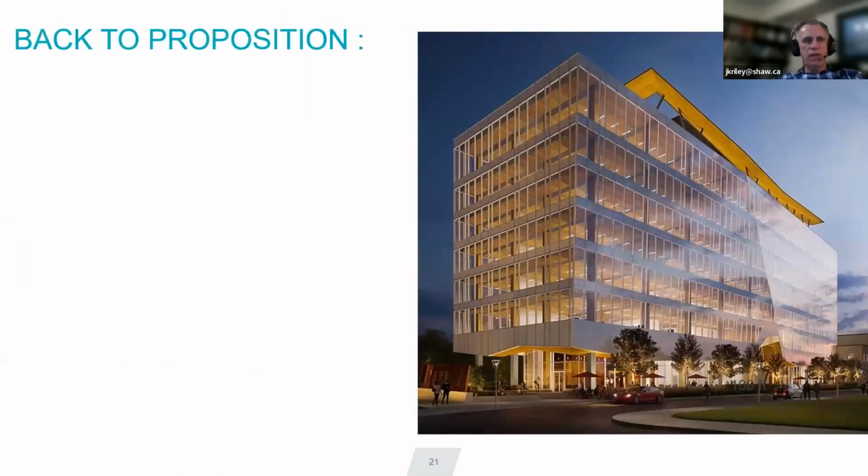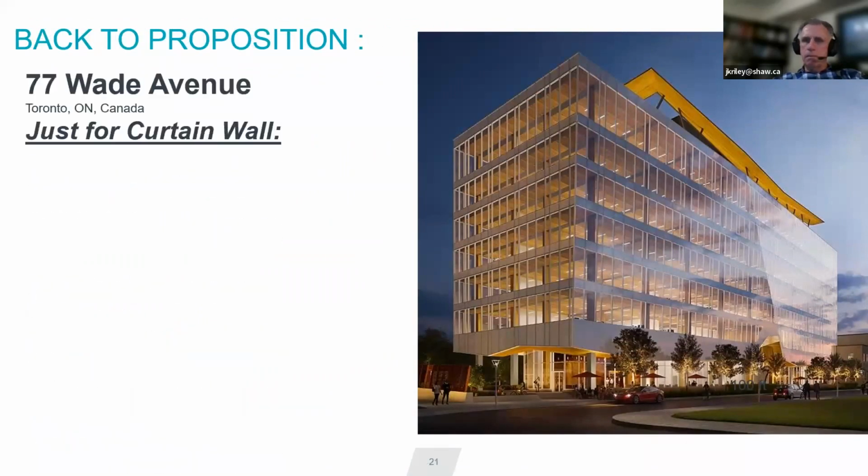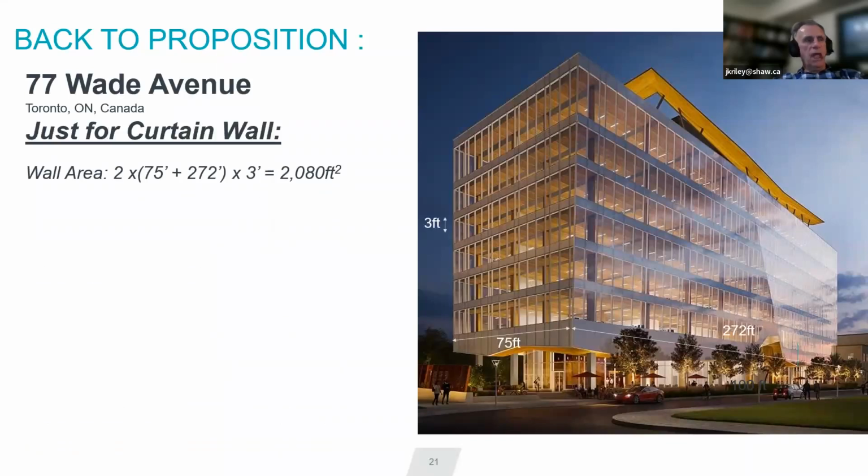So let's have a look at that proposition. Okay, now in downtown Toronto, the wall area per floor is 2,080 square feet. The cost for curtain wall in downtown Toronto is $290,000.